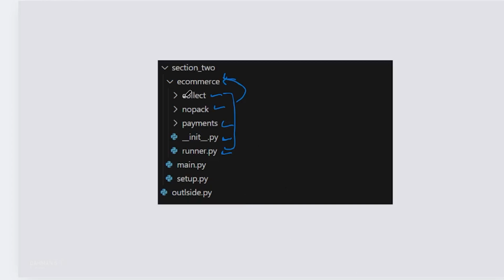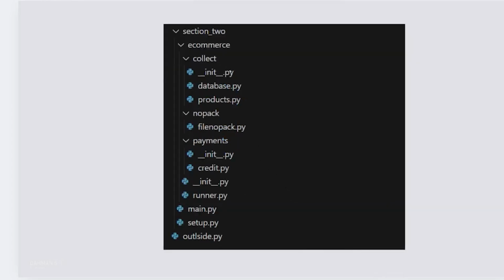Now let me open each one of these folders to show you what is inside them. What is inside collect? We have three modules, and one of them happens to be __init__.py. What does that mean? Collect itself is a package. So now we have a package inside another package, and that's why this can be called a library. Anyway, collect is a subpackage of the e-commerce package, the big package, right?